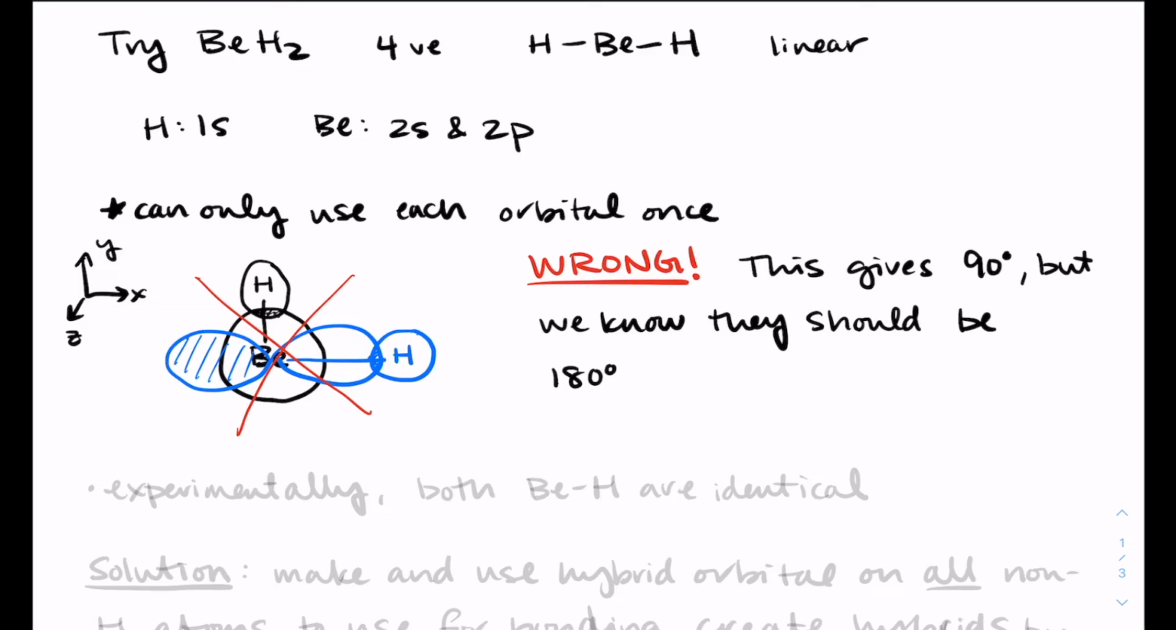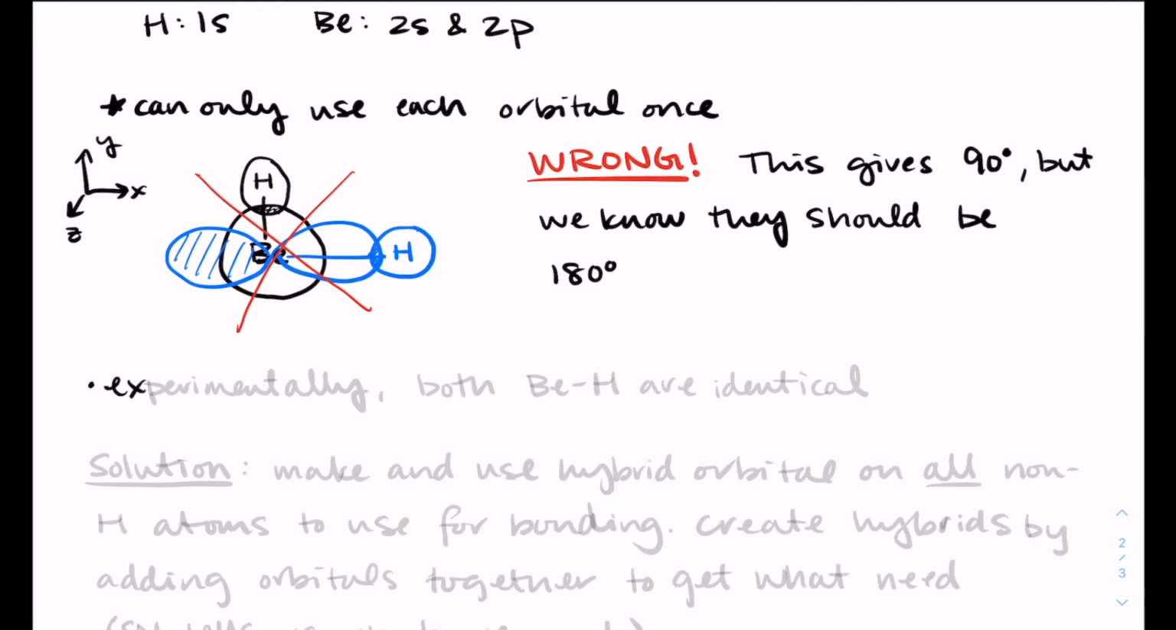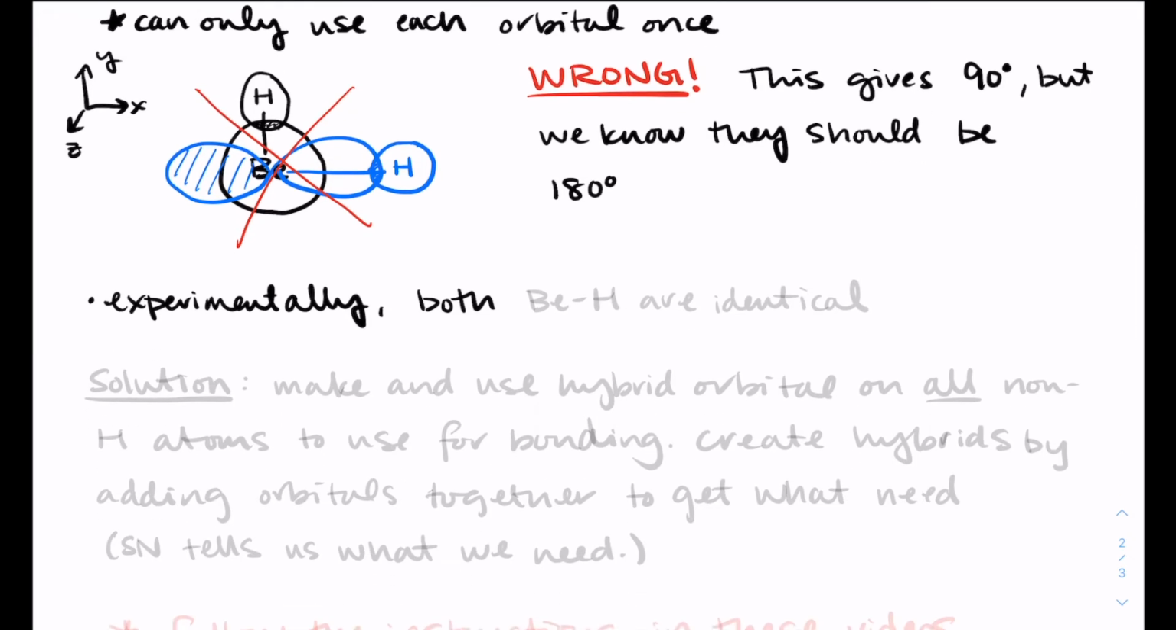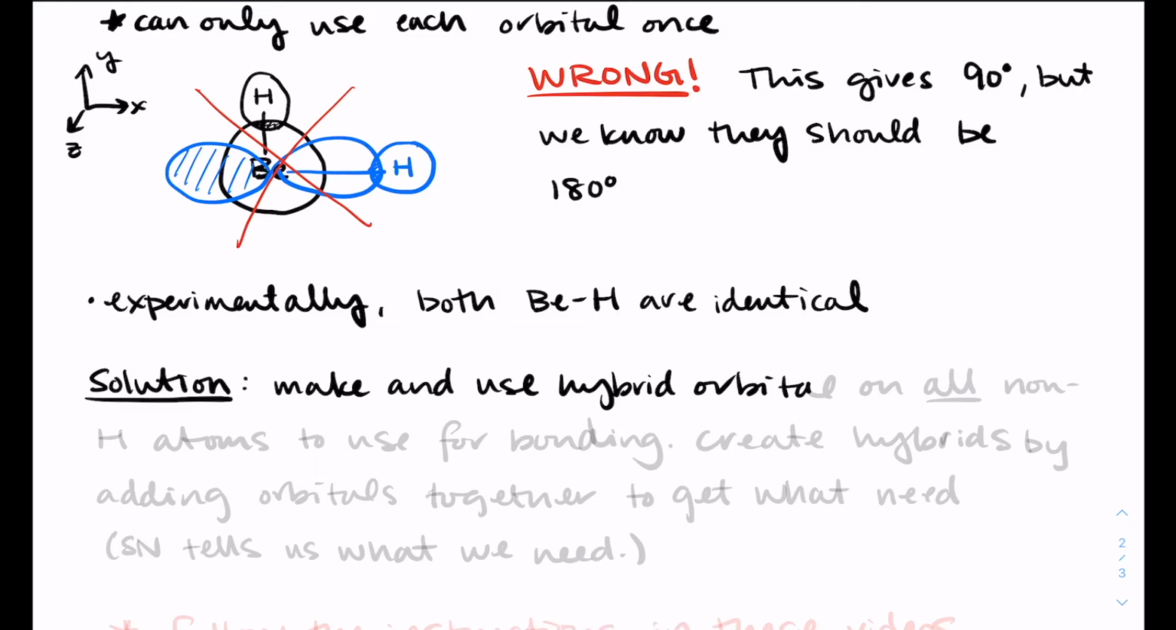Also, experimentally, both of the beryllium hydrogen bonds are identical. So they should have the same energy. They should have the things about them be the same. These are not even made with the same orbitals and they give us the wrong shape. And I've got to also note here, you can only use each orbital once. Once you use an orbital, it's not available to make another bond.